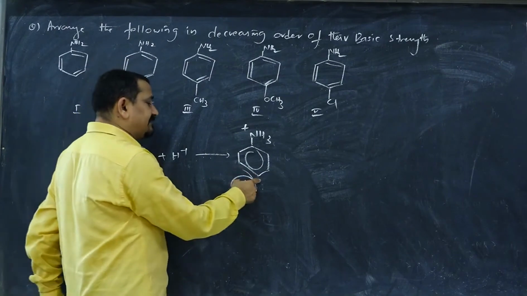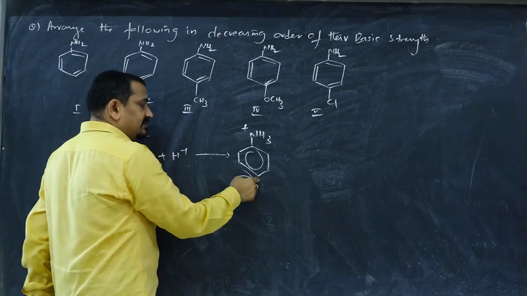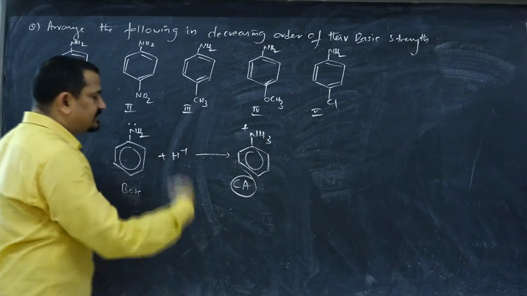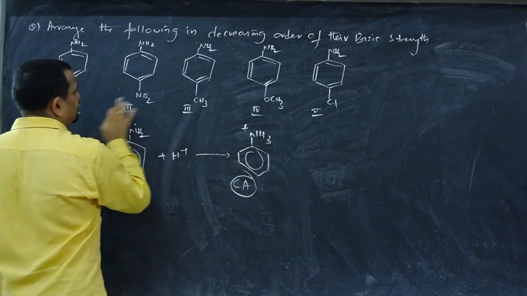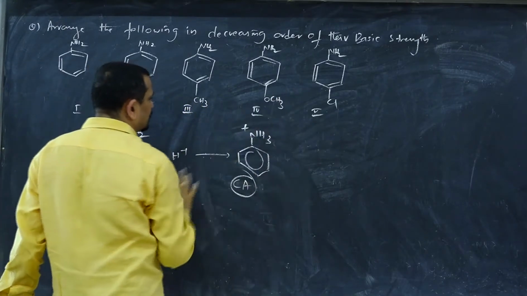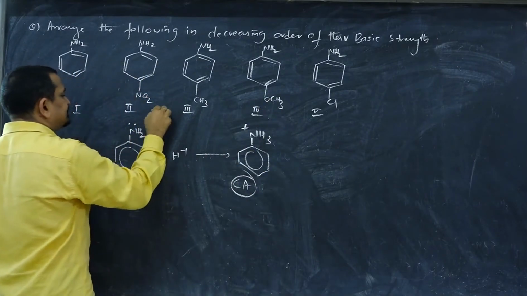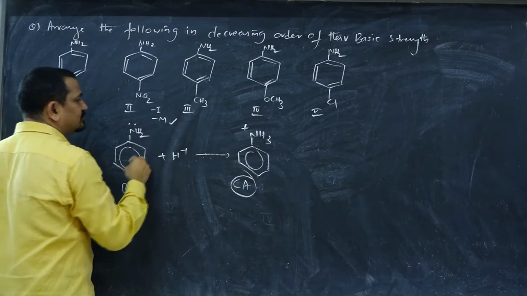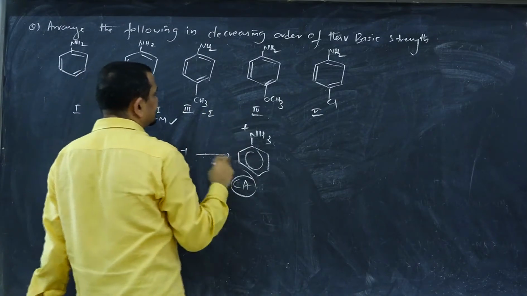Now, what type of groups at para position stabilize this? Electron releasing groups, electron donating groups. So, what are electron donating groups? Out of NO2, methyl, methoxy and chlorine, this is electron releasing, this is plus M. See, what is this? This is minus I, minus M. Minus M is more operating. This is only minus I. Of course, hyperconjugative effect we need not discuss here.